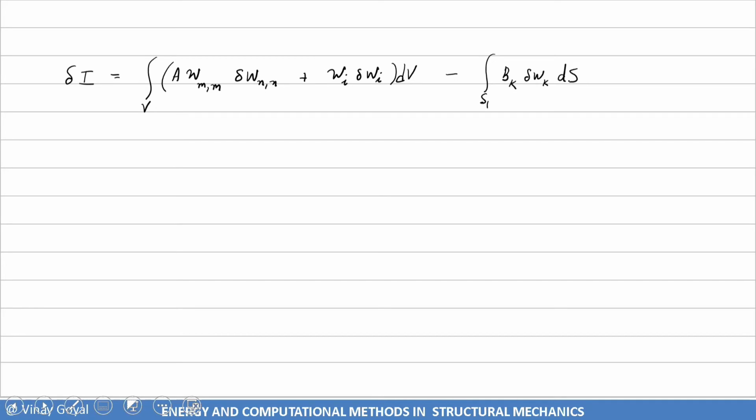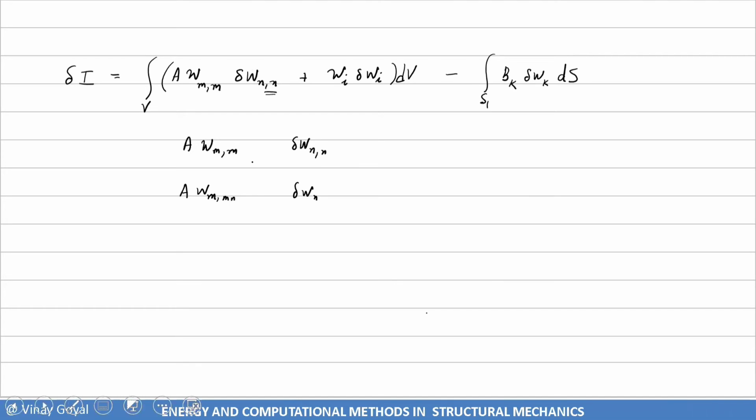Now what I want to do is integrate by parts to remove this comma n. That's the same as using Gauss's theorem, but I don't want you to memorize that. I'd rather you learn how to do it step by step. So I have wm,m δwn,n. You take this coefficient on the left side and this coefficient on the right side, and all I have to do is integrate by parts by removing that comma n and bringing it over to the other side.